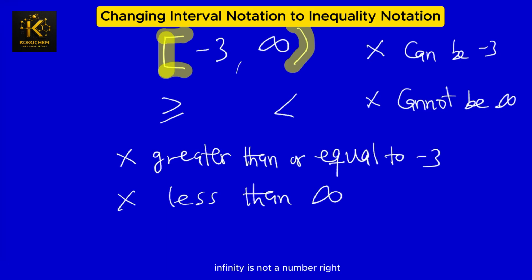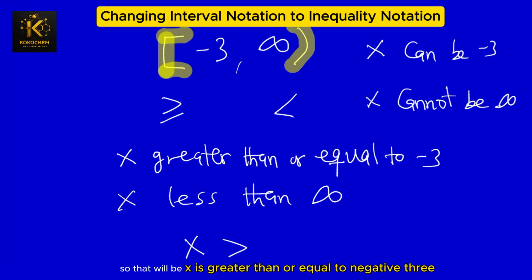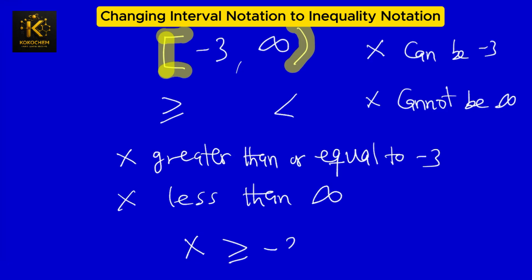Infinity is not a number, right? It never ends. It just means keep going. So to represent this interval notation in inequality notation, you have to include -3. So that will be x is greater than or equal to -3.